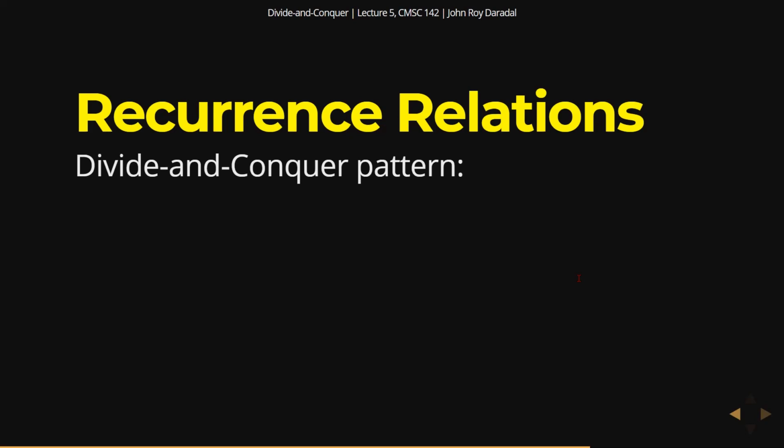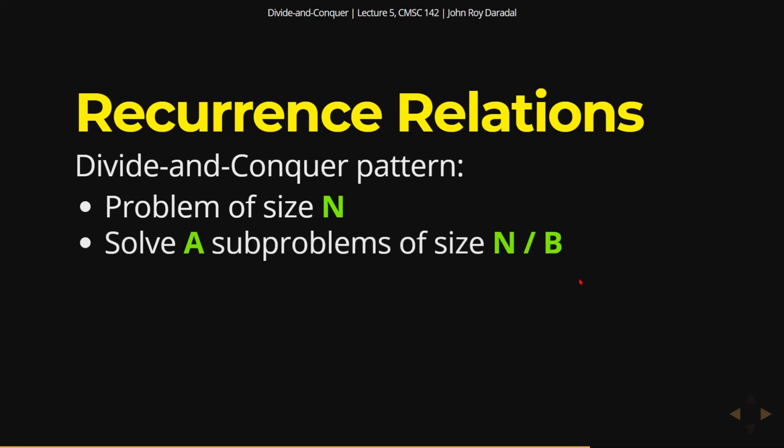Okay, finally, we'll look at recurrence relations and the master theorem, because it turns out that divide and conquer algorithms follow a certain pattern. So you're given a problem of size n. That is the original size of the problem, and then you solve a subproblems, a being the number of subproblems. So let's say in merge sort you have 2 subproblems, because you're solving the left half and the right half. So a is the number of subproblems, and then the size of those subproblems could be n over b.